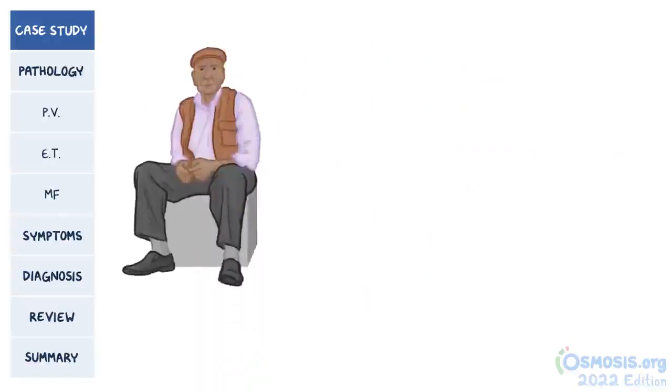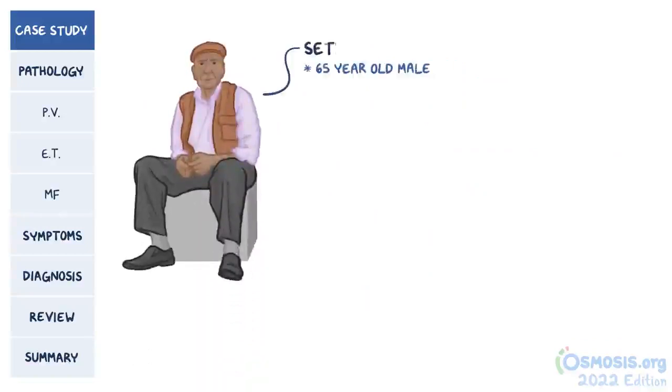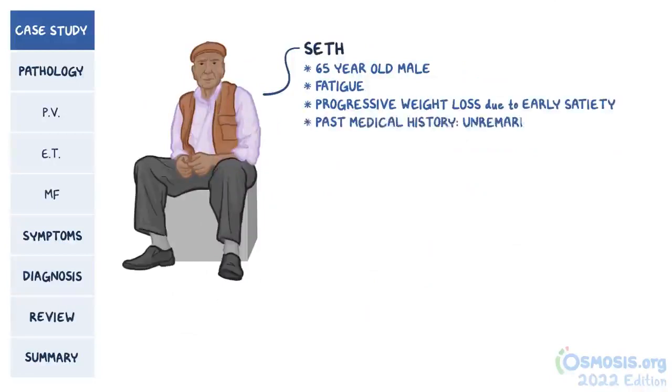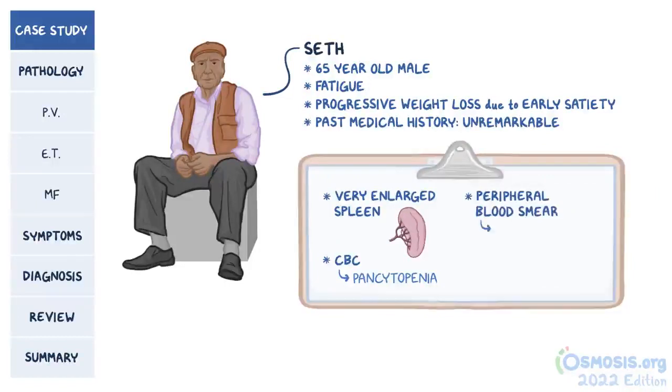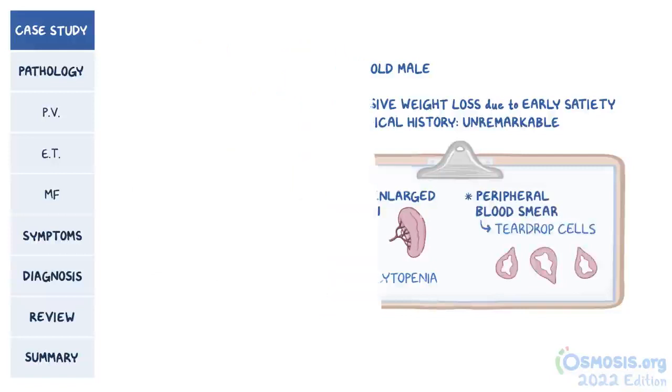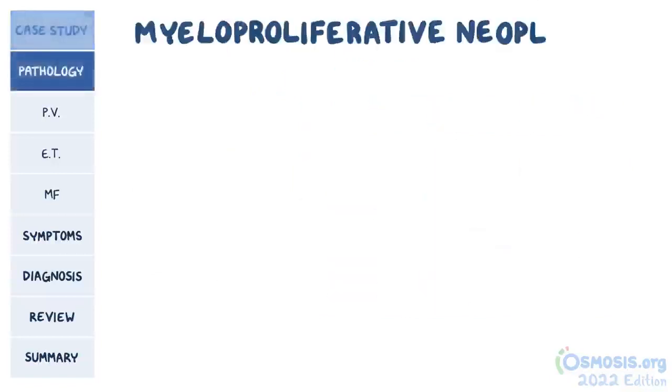Next to Jenny, there's a 65-year-old male named Seth that came in with fatigue and progressive weight loss due to early satiety. Past medical history is unremarkable. Clinical examination reveals a very enlarged spleen. CBC shows pancytopenia, and peripheral blood smear shows teardrop cells. Jenny and Seth suffer from myeloproliferative neoplasms.